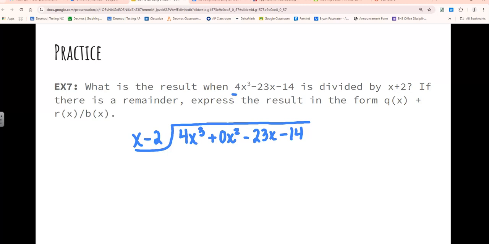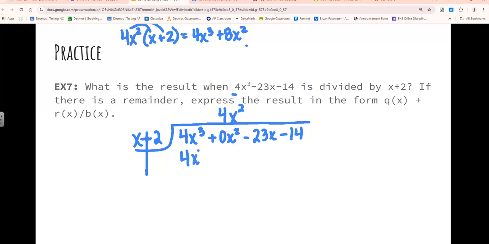Okay, so try this one right here. You're asking yourself, what times x would give me 4x cubed? That is going to be 4x squared. So you're doing 4x squared times x plus 2. Right? You got to divide, then you multiply. So you get 4x cubed plus 8x squared. That goes here. I think some of you might be writing that on the top. Okay?